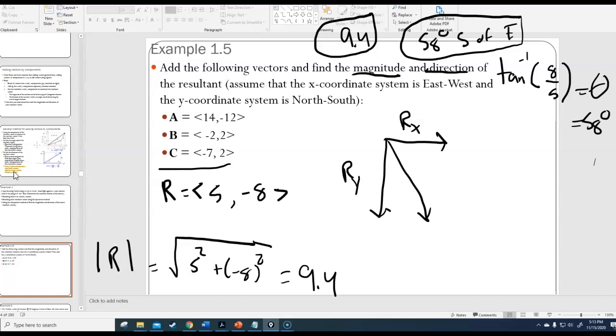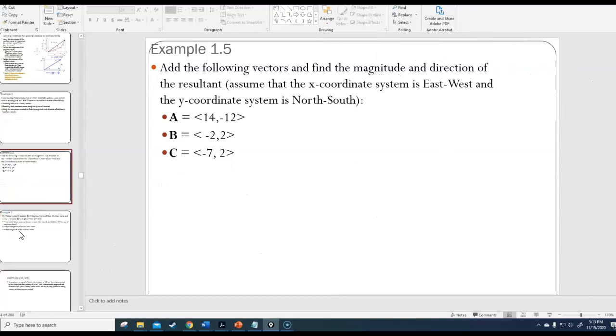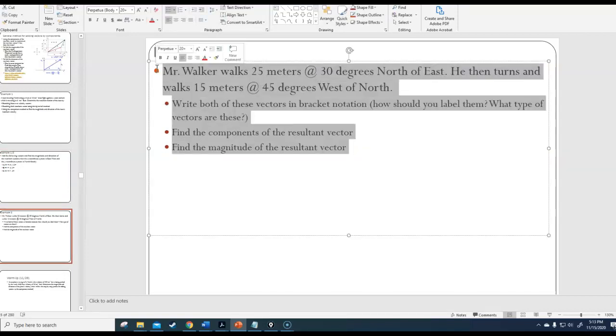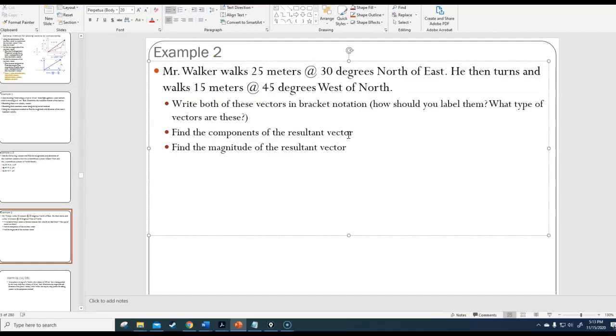Okay, so let's go on to example 2. As far as vector component problems go, this problem is probably about as difficult as you could expect to see, because in this problem we have to do basically everything. It says Mr. Walker walks 25 meters at 30 degrees north of east. He then turns and walks 15 meters at 45 degrees west of north. And then we're asked some questions.